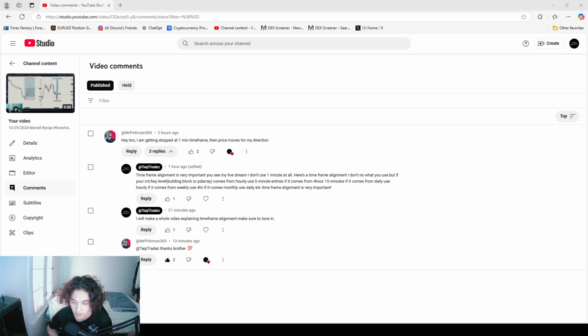Time frame alignment. Are you having a problem where you enter the trade on a 1 minute time frame, the market stops you out, then goes your direction and hits your take profit? You enter on a 5 minute, the market stops you out, eventually hits your take profit. 15 minutes stops you out, hourly stops you out, right? Etc. So today we're talking about time frame alignment.